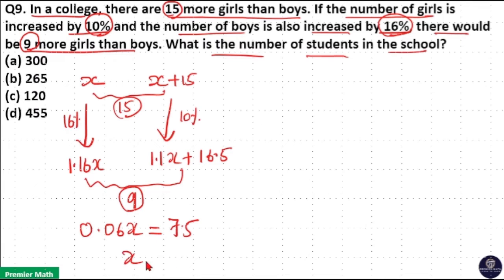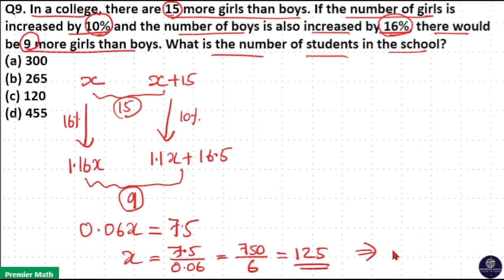So x will become 7.5 divided by 0.06. I will write it as 750 divided by 6, which is equal to, 7 by 6 is 1, 15 by 6 is 2, 30 by 6 is 5. So x is equal to 125. That means x plus 15 is 125 plus 15, which is equal to 140. So x is 125 and x plus 15 is 140.